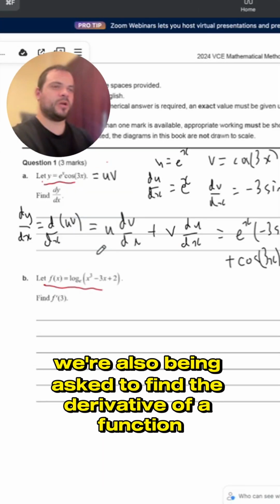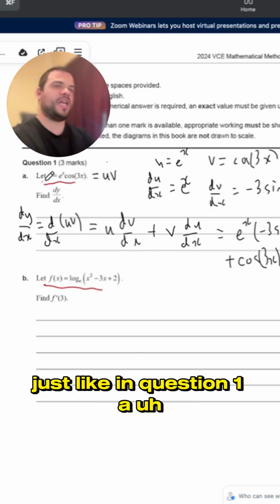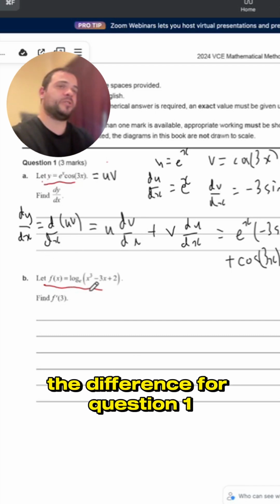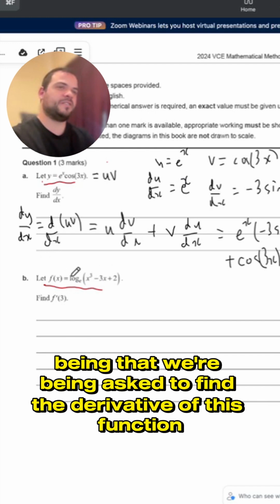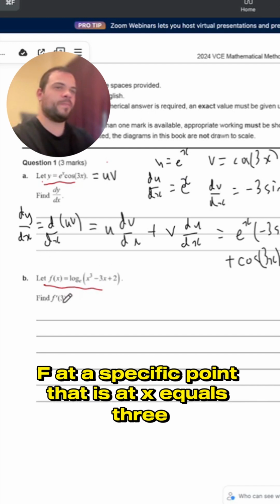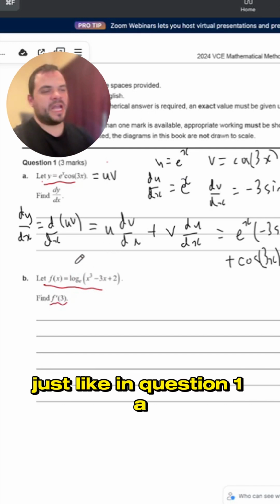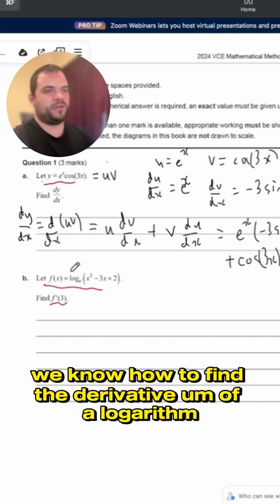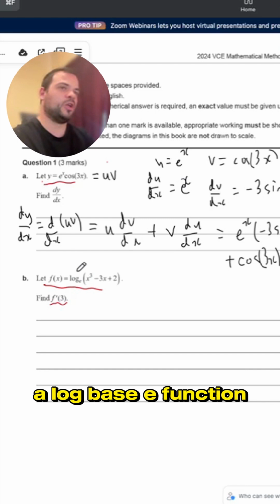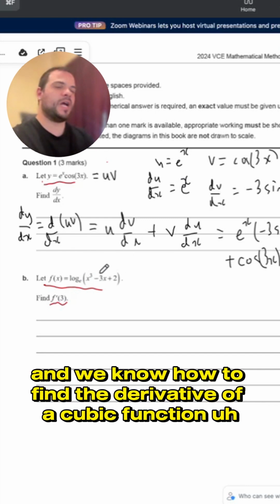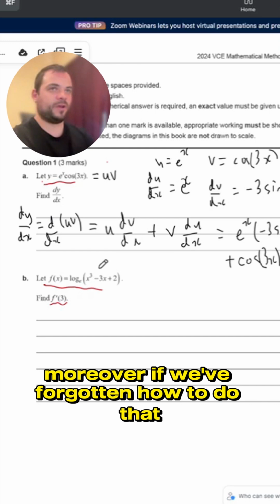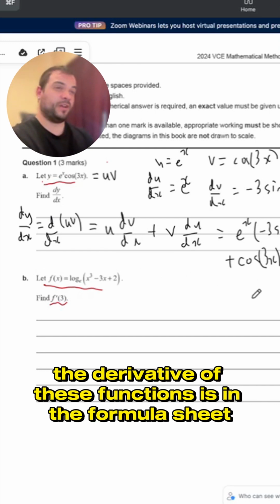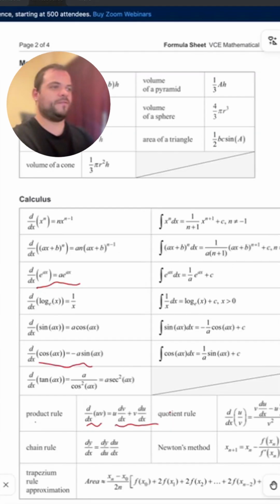Okay, so now moving on to question 1b. In this question, we're also being asked to find the derivative of a function, just like in question 1a. The difference for question 1b being that we're being asked to find the derivative of this function f at a specific point, that is at x equals 3. Just like in question 1a, we know how to find the derivative of a logarithm, a log base e function, and we know how to find the derivative of a cubic function. Moreover, if we've forgotten how to do that, the derivative of these functions is in the formula sheet.